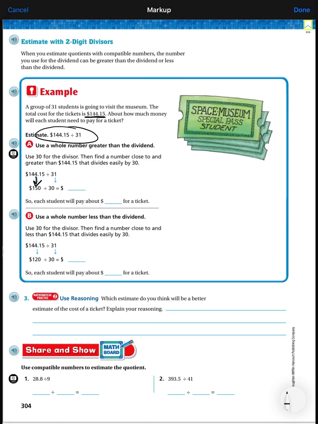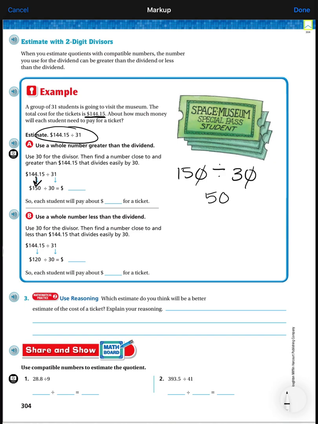150 is greater than 144. So let's take a look at that one by itself. If we have 150 divided by 30, I can do this mentally in my head. 15, ignore the zeros for a second.